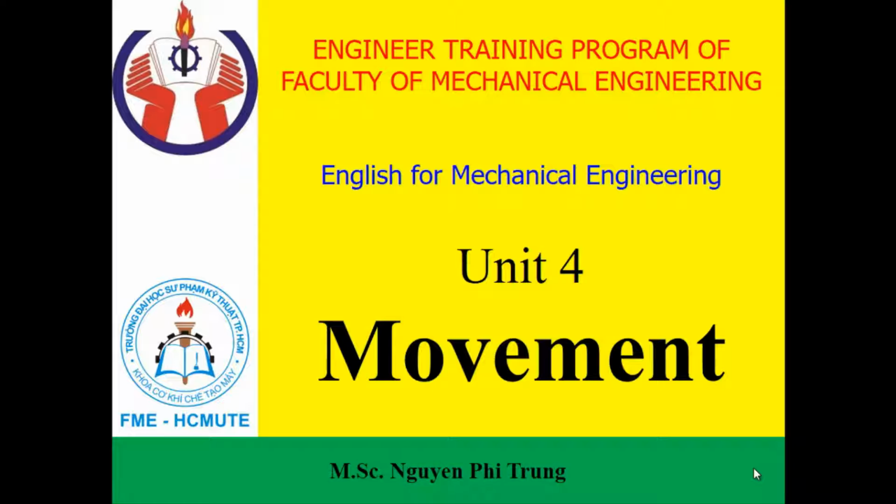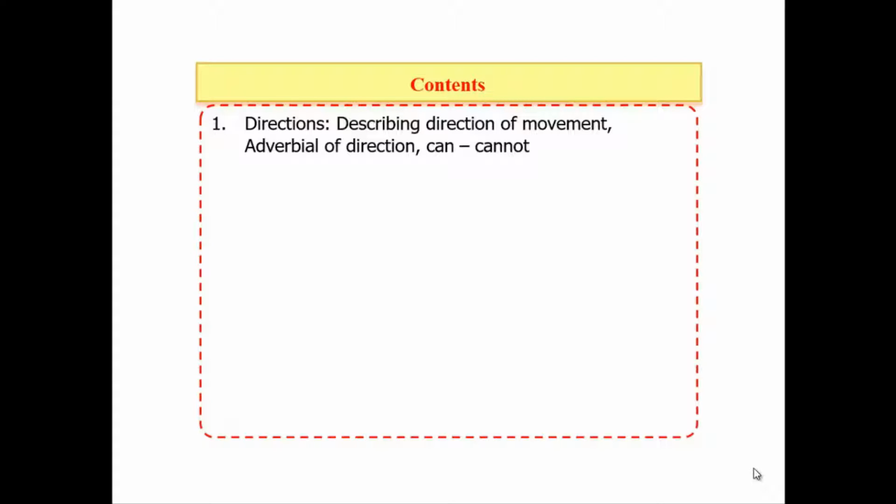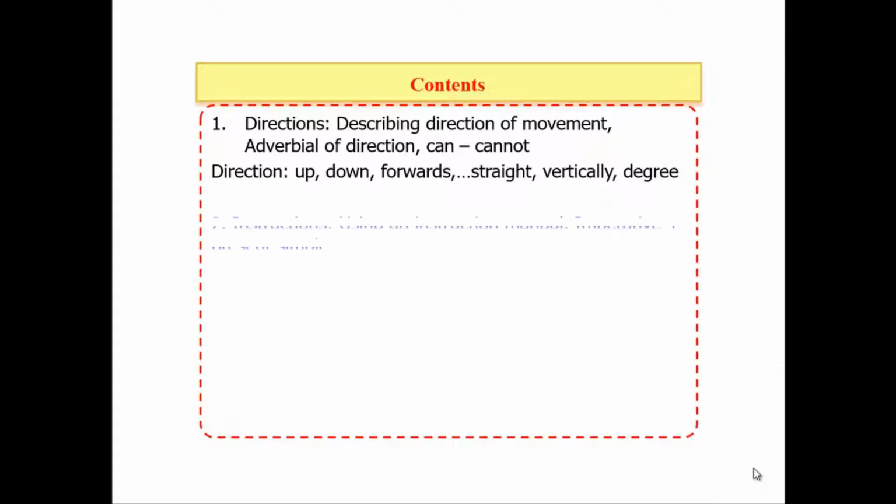English for Mechanical Engineering, Unit 4, Movement. Content, we have to start with the contents. The first is direction, the driving direction of movement. Adverbial of direction, can or cannot. Direction: up, down, forwards, straight, vertically, degree.